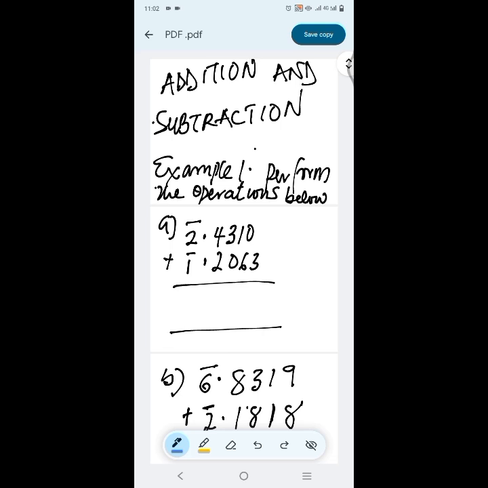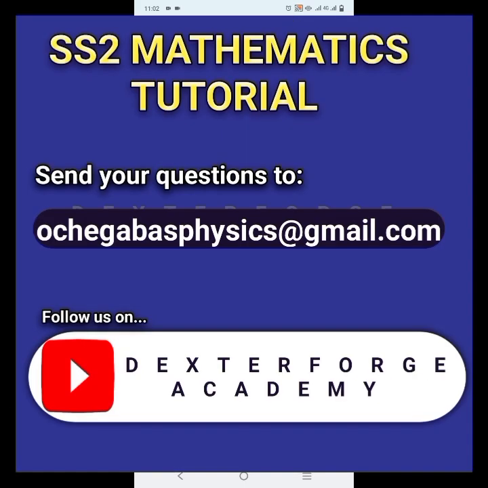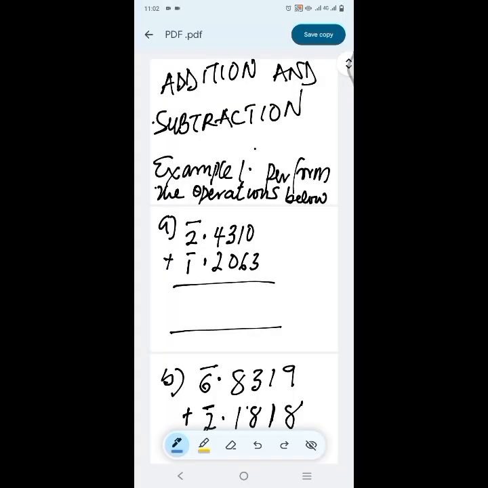Let's go ahead and talk about addition and subtraction. So the first example we're looking at is: perform the operations below. Bar 2.4310 added to bar 1.2063. So the addition follows the same pattern.